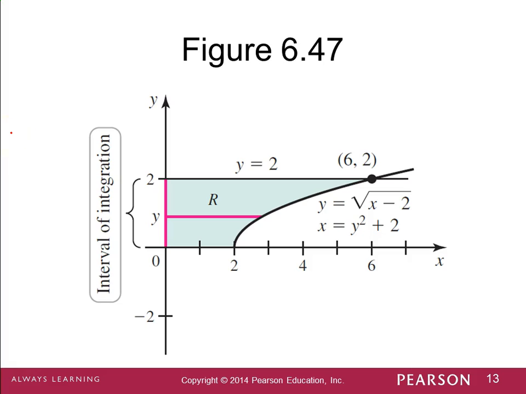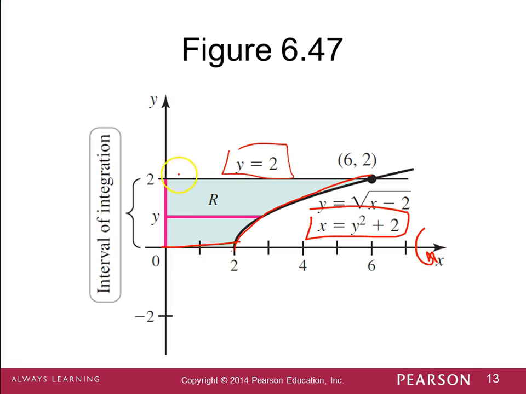So let's say we have another figure, and it's one that is readily available to write in terms of y. So we have this curve right here that is written as x equals y squared plus 2. And we have this right here of y equals 2, and we also have y equals 0, the x-axis. And we want to revolve this around the x-axis.